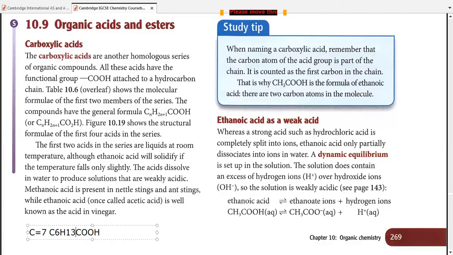Vase, you're up next. Vase, you have a carboxylic acid in which the total number of carbon atoms are 4. Yes, sir. So what would be the molecular formula?